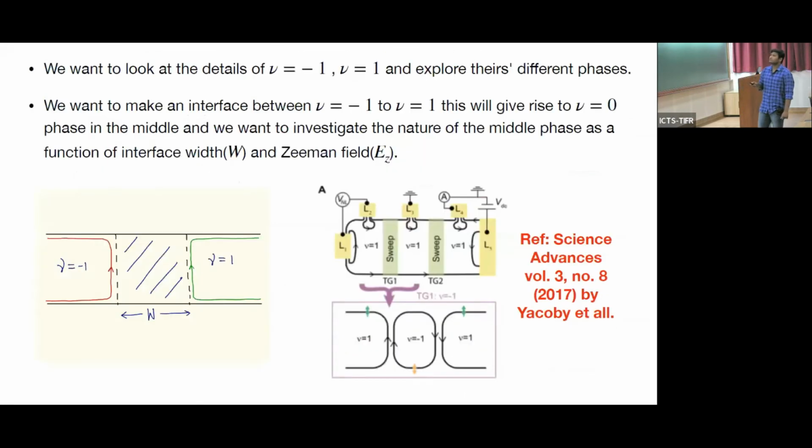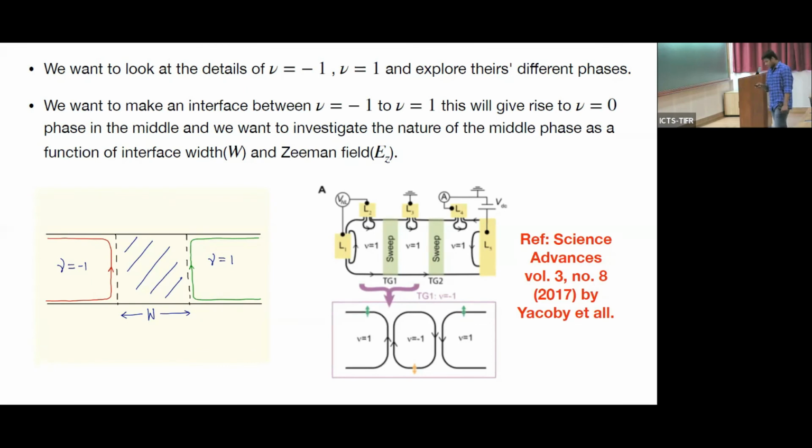So we want to look at the details of these phases. Another motivation comes from another experiment where they have different islands of nu equal to 1, and in between you have a swept region where you can change the filling fraction from -2 to +2, and at the end you get some interface between nu equal to 1 and -1. So we also looked at this interface from -1 to +1.